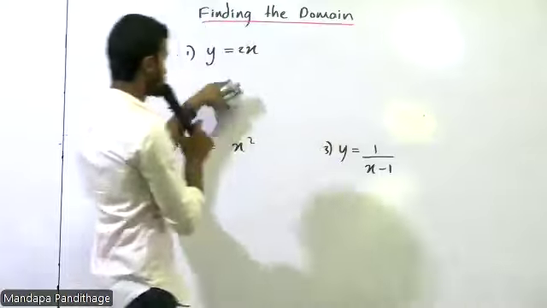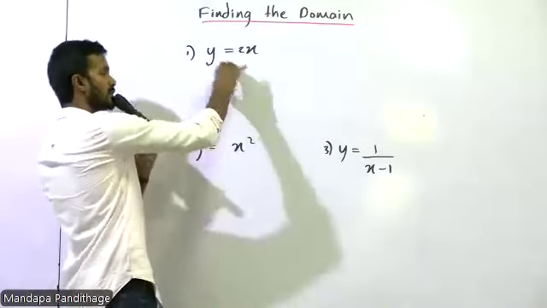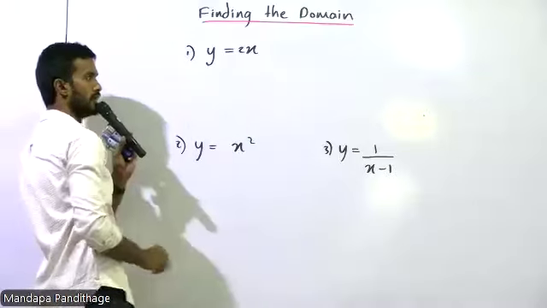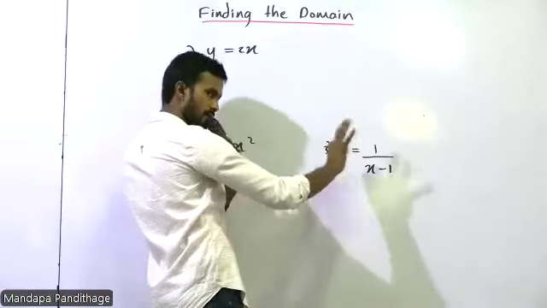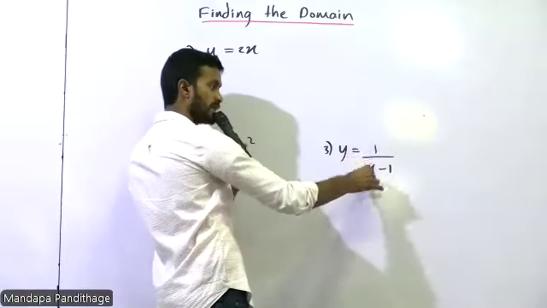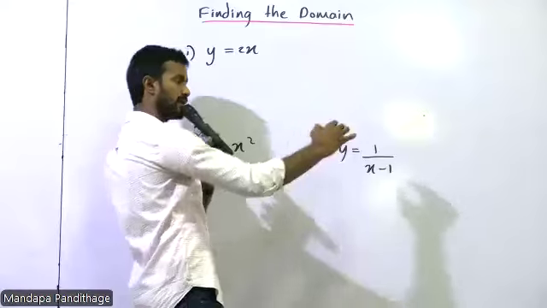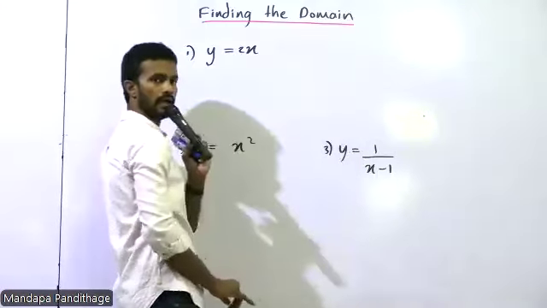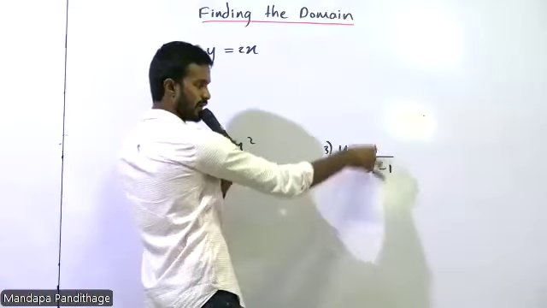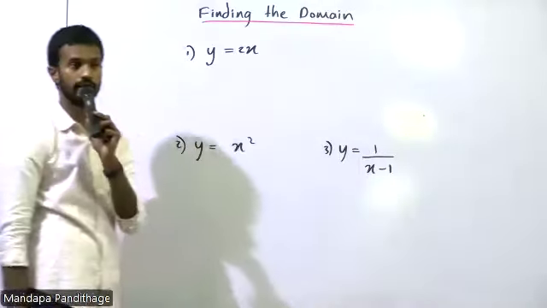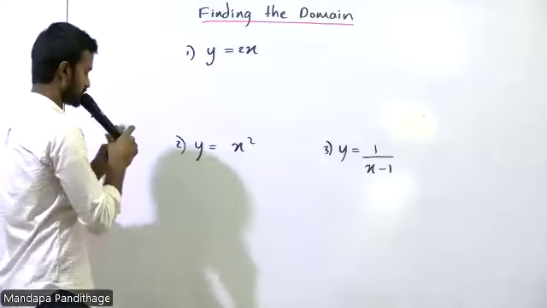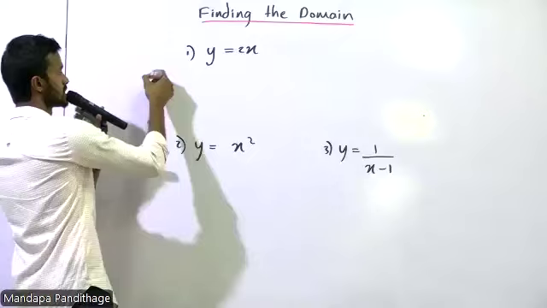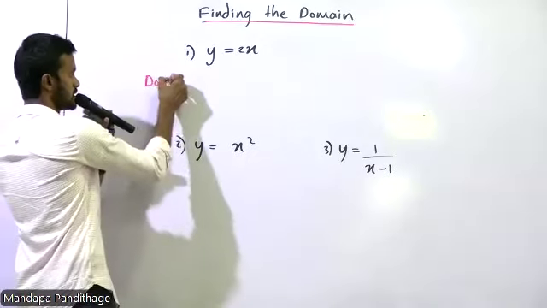So in these two cases, you saw that we can substitute any real value. x can be any real value. But in this case, x can be any real value we admit, but x can't be 1. It can be any value, but it can't be 1, because if x equals 1, it is undefined. Clear?